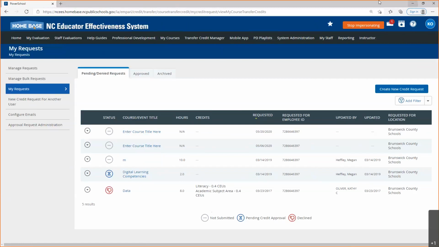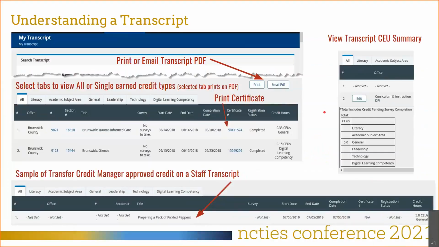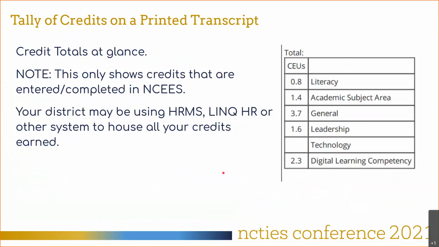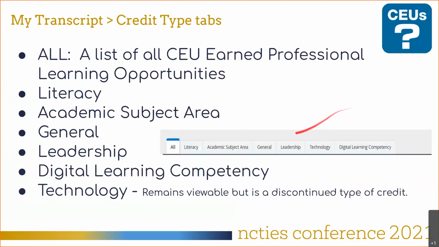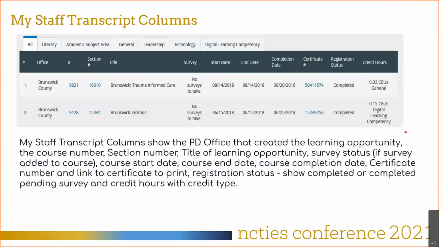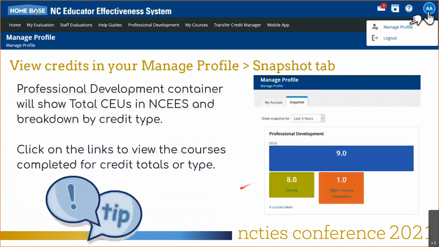So I want to pop back to the slides just a minute so that you can see this teacher view. Let's click through these. We've gone over my transcript, how to print out your certificate and your PDFs, how to sort your transcript by dates, the tally on the bottom of the transcript. All right. And then all the tabs that you can look at your different credit types. Take it with you. Email yourself a copy of your transcript. All right. Requesting edits on the transcript if somebody is in place to do that.